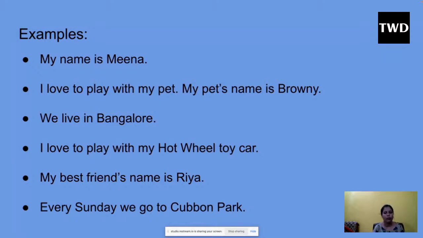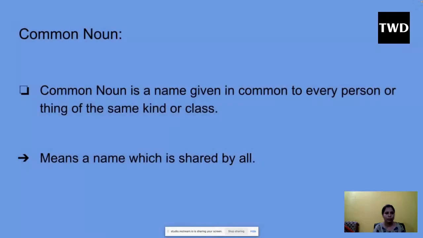Every Sunday we go to Kaban Park. Now every day has got a special name. Sunday, Monday, Tuesday, Wednesday. In the same way, months also have names. So that's why all of them are proper nouns and should start with a capital letter. In the same way, here Kaban Park is name of a park. We have given a special name to this park. I hope you understood what proper nouns are. It is clear to you. Let us move a little more forward.